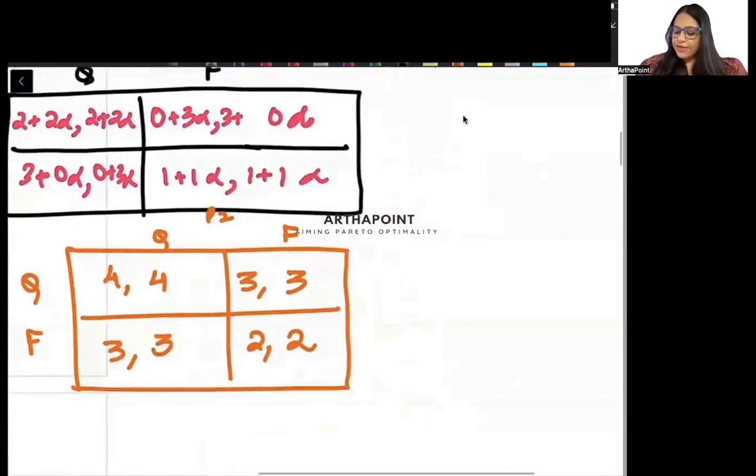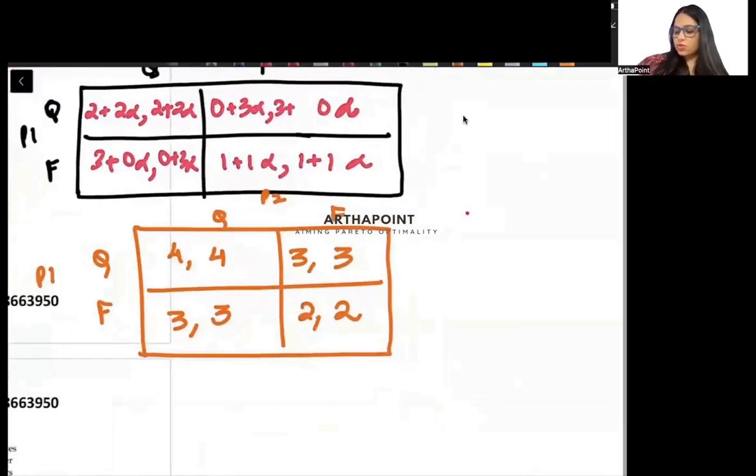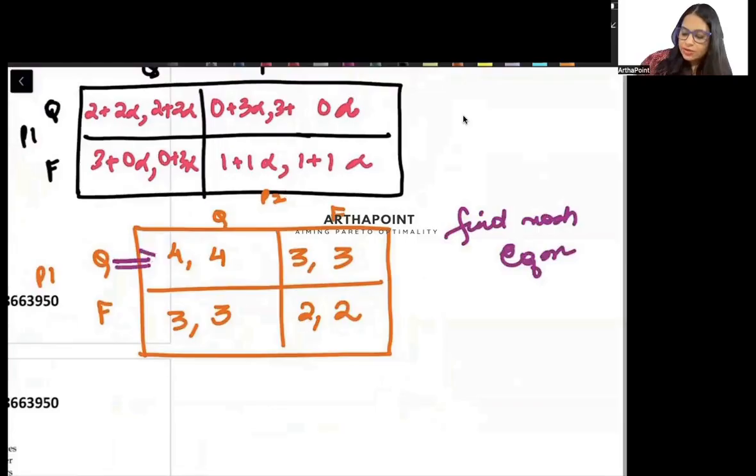Clear? And find its Nash equilibrium. Find the Nash equilibrium. So hold this at quiet. Find what is best for the second player. Between 4 and 3, 4 is better. Hold this at think and find what is better for the second player. Between 3 and 2, 3 is better.